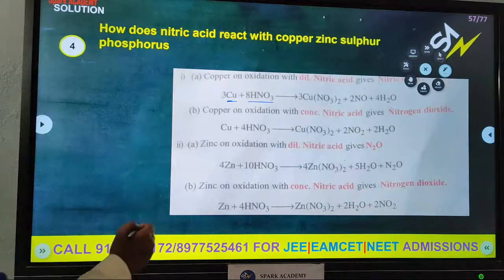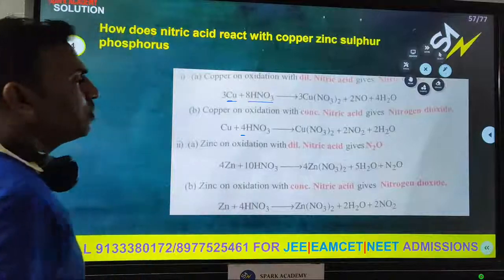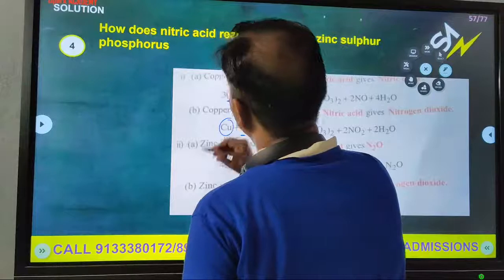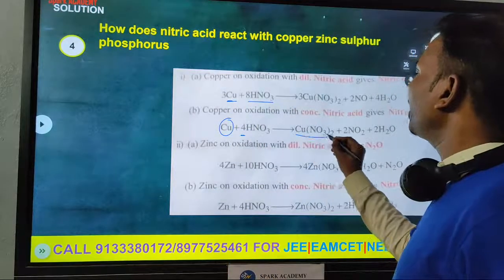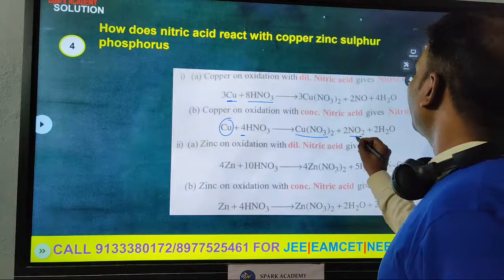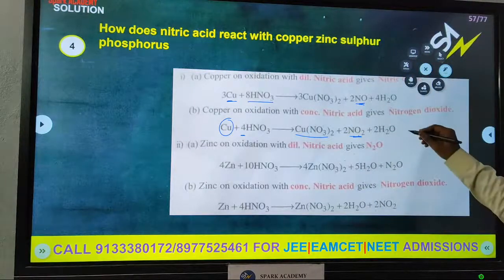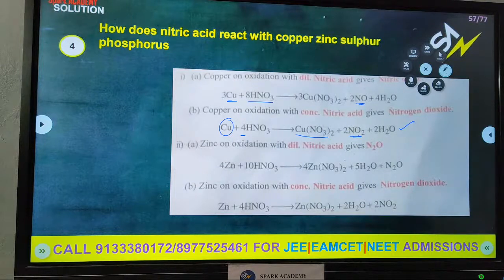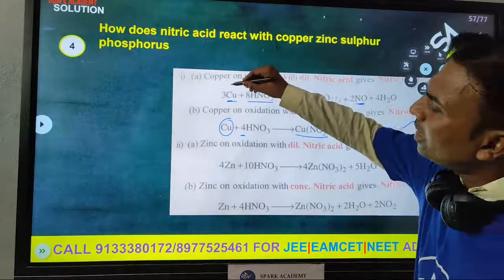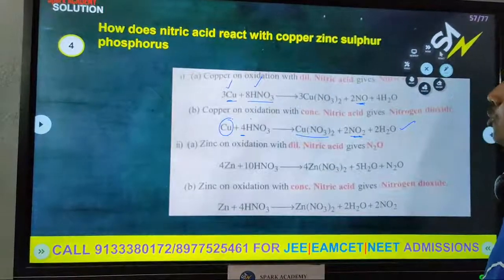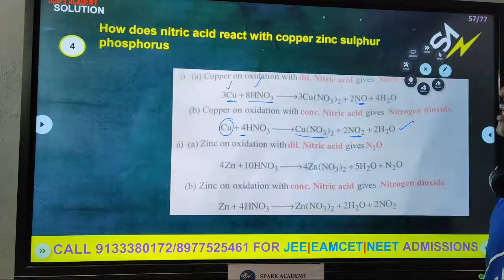Same HNO3, here 4 moles. How many moles? 4 moles. These 4 moles of HNO3 react with copper filings to give Cu(NO3)2. But here, instead of NO, we get NO2, nitrogen dioxide, and water molecules too. So the rate of the reaction depends on the concentration of what? Reactants. Here the concentration of the reactants is 3, 8, here 1, 4 only. So we have to show that difference.